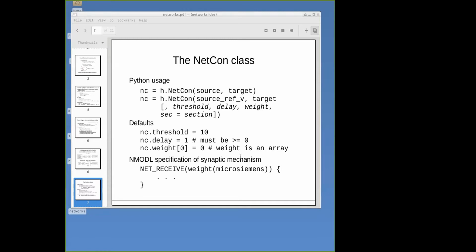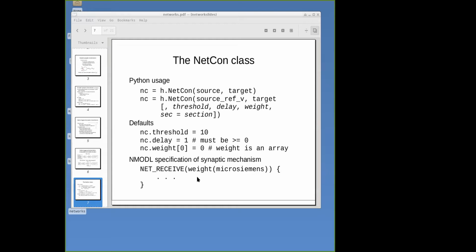What about the synaptic mechanism? Well, the only requisite for the synaptic mechanism is that it have a net receive block, which the NMODL code for it has, which contains statements that say what to do when an input event arrives. And by default, the weight is interpreted as a peak conductance with units of microsiemens. But the weight could be used for some other purpose. We'll keep it simple here. We're not going to get into obscure stuff. Okay.